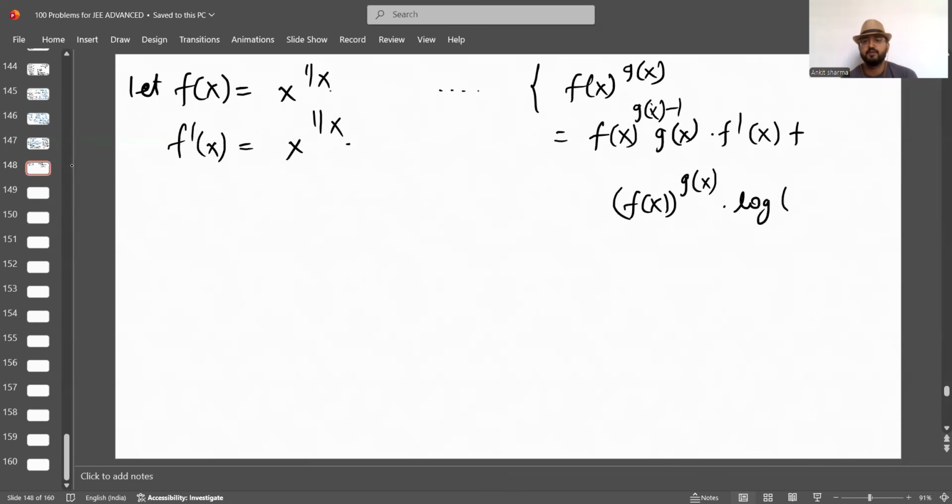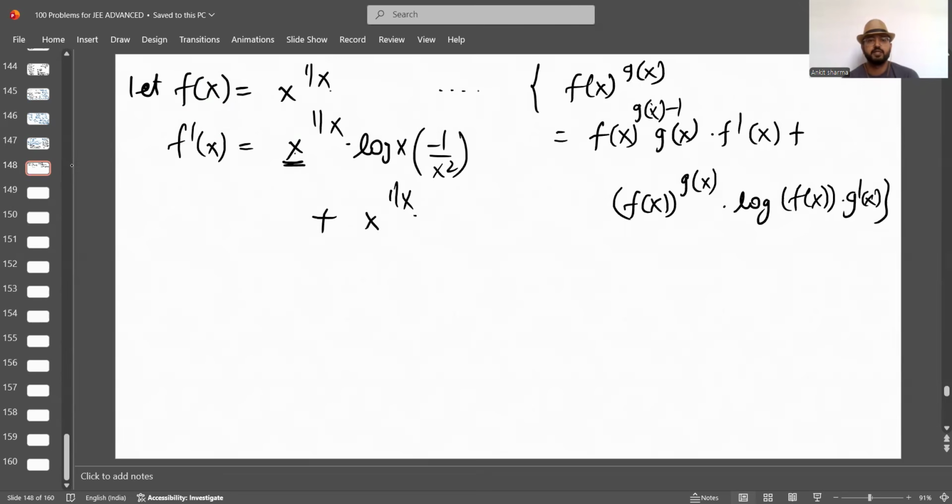So it will be this: f of x into log of f of x into g dash of x. That's what we get, so we can apply it directly here. So it will be x to the power 1 over x. Keep this one as constant, this one as variable. So x to the power 1 over x into log x, and then minus 1 over x square, plus x to the power 1 over x will be as it is.